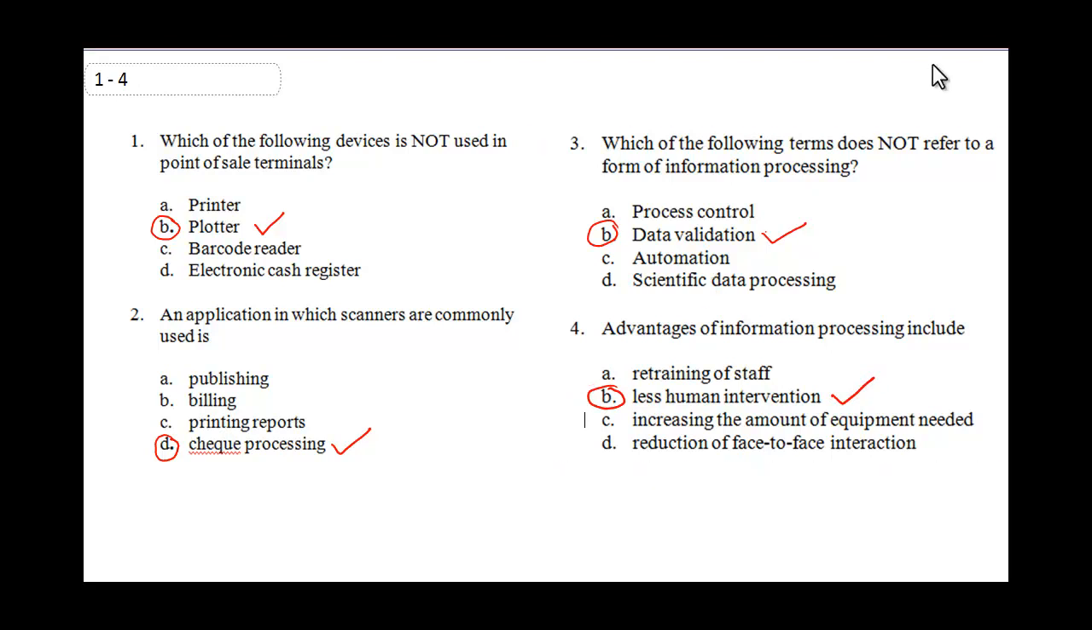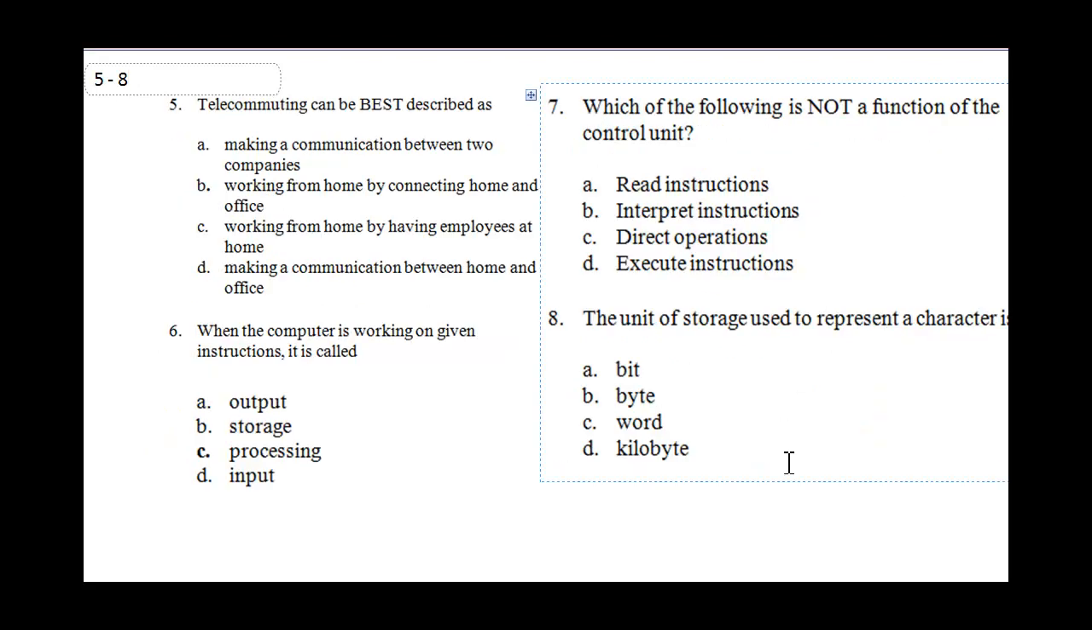So that will take us to question 5. Now, question 5 says telecommuting can be best described as A, making a communication between two companies, B, working from home by connecting home and office, C, working from home by having employees at home, and D, making communication between the home and office. Now, telecommuting is actually working from your home. When you work from your home, you connect your home and your office. So the correct answer is B. So I'm going to circle my B.